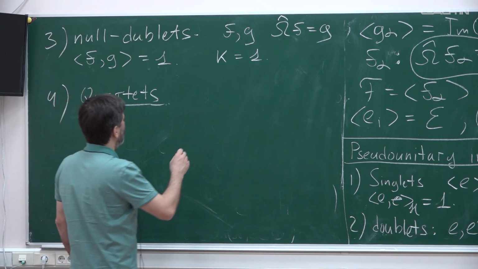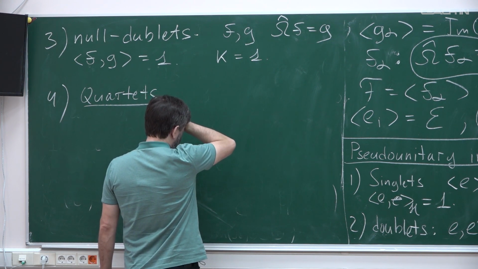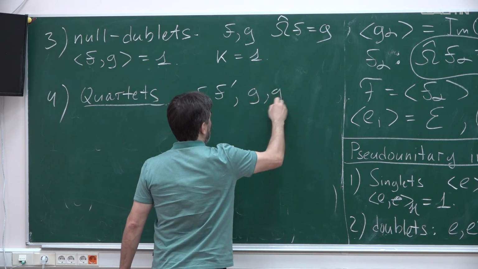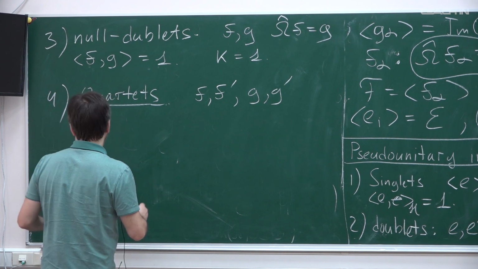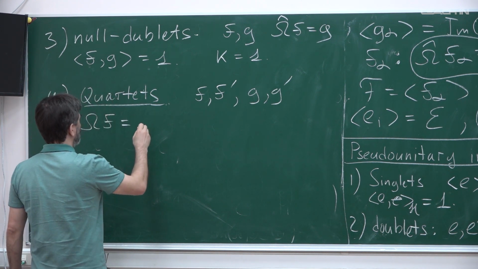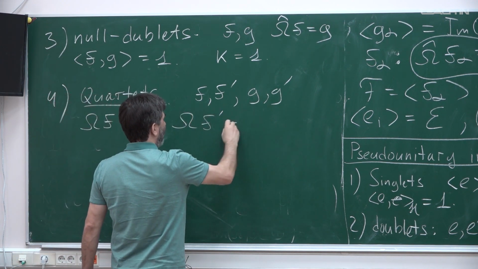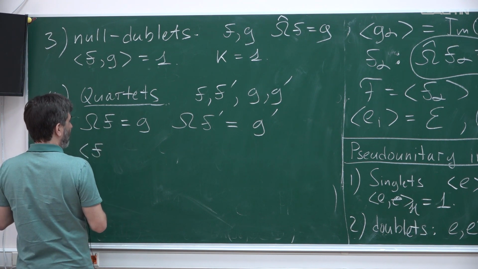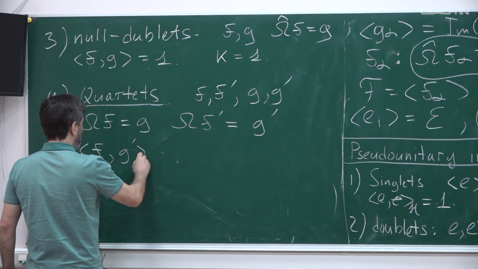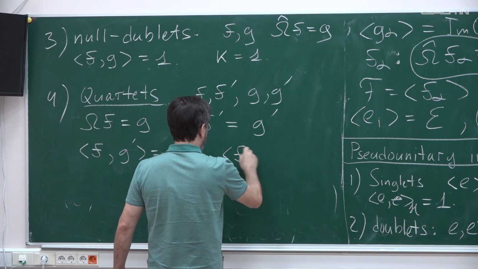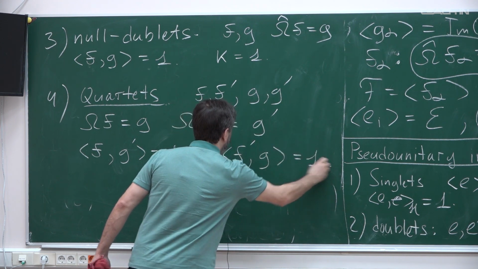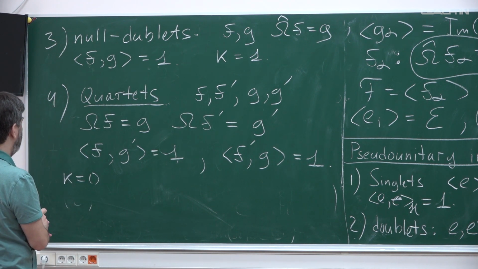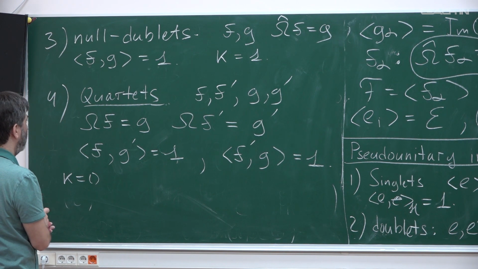So this is like this. So we have F prime, G prime, hence the name. So there are 4 linearly independent vectors. So omega F equals G, omega F prime equals G prime, and the inner product is like this: F with G prime is 1, and F prime with G is also 1. And this happens for K equals 0, if I am not mistaken. Yes.